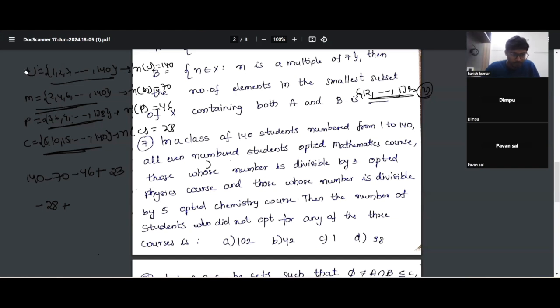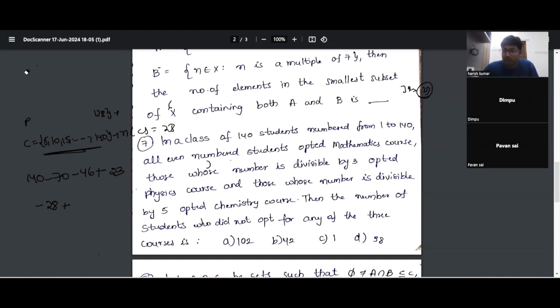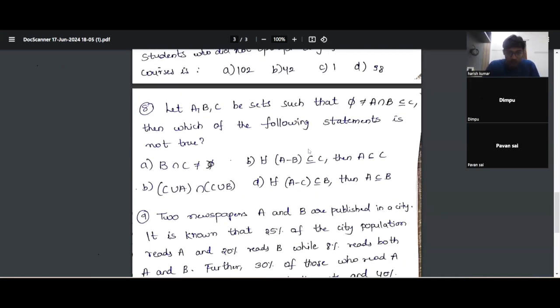Okay. So fine, this was a good problem. You have to do this problem again. Not only this problem, whichever problems you are not able to get, you have to do them again. Okay, sir. Yeah.